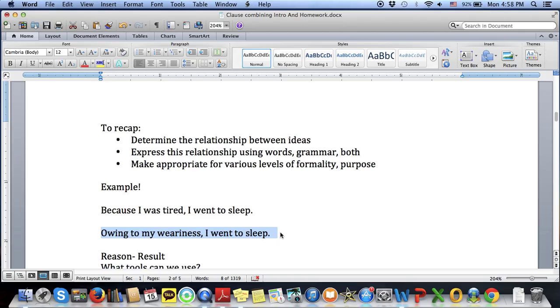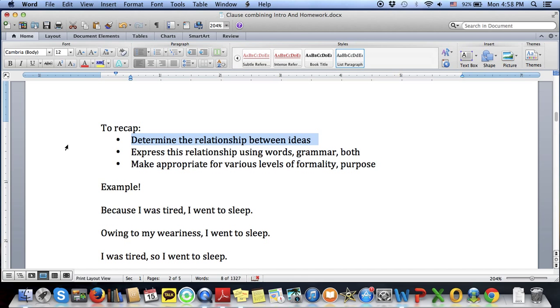No, this is not spoken English. This is very, very formal English. If I wanted to make it more informal, I would probably say, I was tired, so I went to sleep. That's more of a spoken tone. So that's basically it. Figure out the relationship, express the relationship, and make it appropriate for various levels of formality and your purpose.